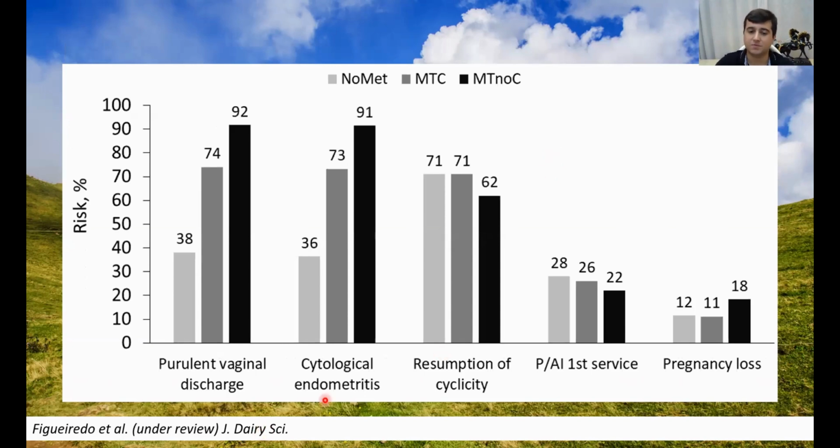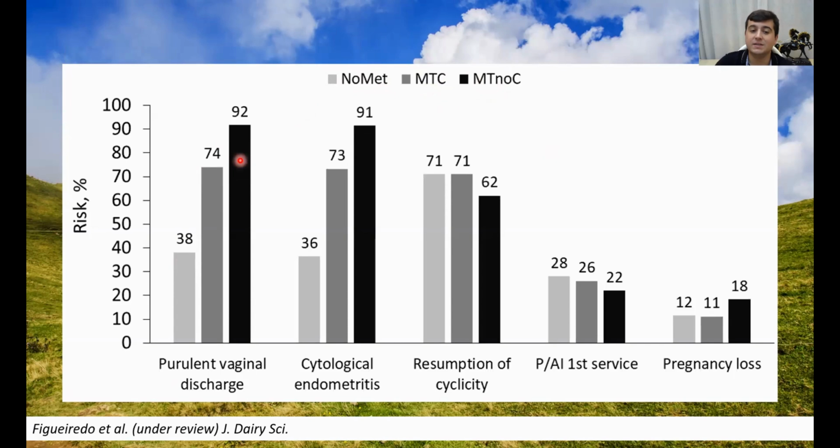And I measured a couple of factors. One is uterine health, which I measured through the incidence of purulent vaginal discharge and the proportion of cytological endometritis. I also measured resumption of estrous cyclicity, pregnancy per artificial insemination in the first service, and pregnancy loss. The light gray bars represent animals without metritis, no MET. The mid-gray represents animals with metritis that achieved clinical cure at day 10 of the study, MTC. And finally, the black bars represent animals with metritis that did not achieve clinical cure at day 10.